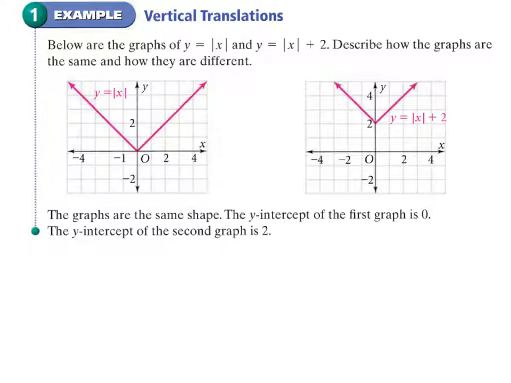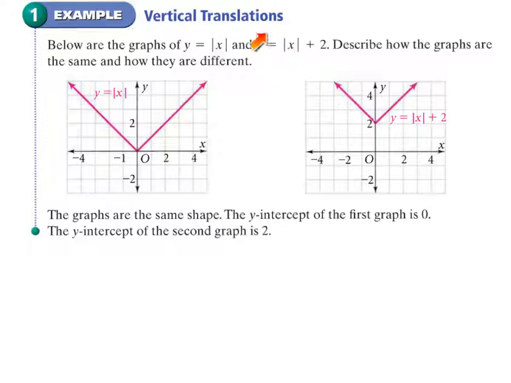Vertical translation, so look at the first graph. This is your parent function. Now, how did you do this before? You graphed this using a t-table. So you would plug in 1 and get 1. Plug in 2, the absolute value of 2 is 2. Plug in 3, the absolute value of 3 is 3. Plug in -1. The absolute value of -1 is 1. -2, 2. -3, 3. So you would graph this using a t-table.